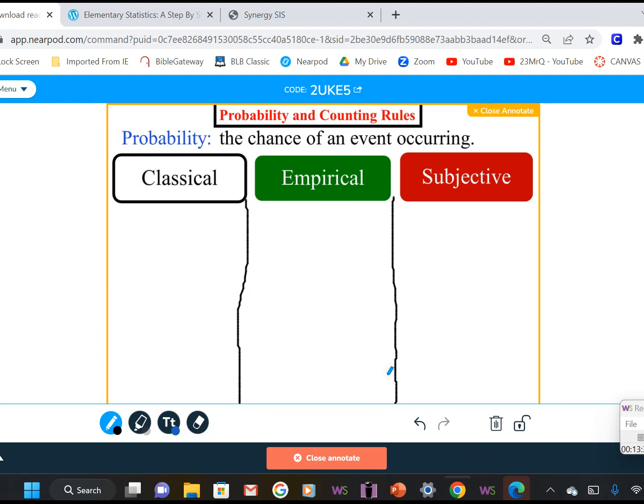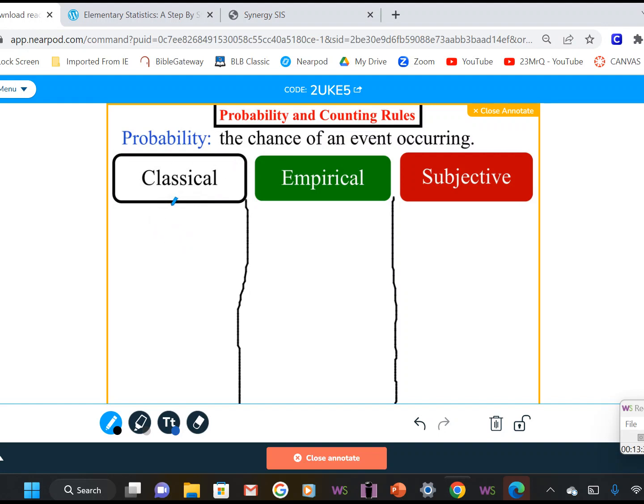So what would you tell someone classical probability is? Talk it over to your neighbor. What would you tell someone that classical probability is based on, or how do you get classical probability? And just to remind you, remember when we did the die for these two? Yes? Okay. All right. So, classical.